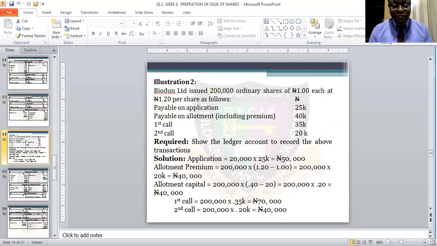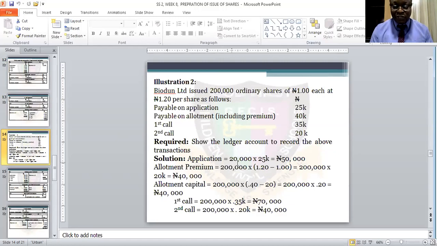1 naira 20 kobo. This is the premium account. Premium, you can see premium here, including the premium account. Payable on application, 25 kobo. Payable on allotment, including premium, 40 kobo. First call is 35 kobo. Second call is 20 kobo. Show the ledger accounts to record the above transactions.